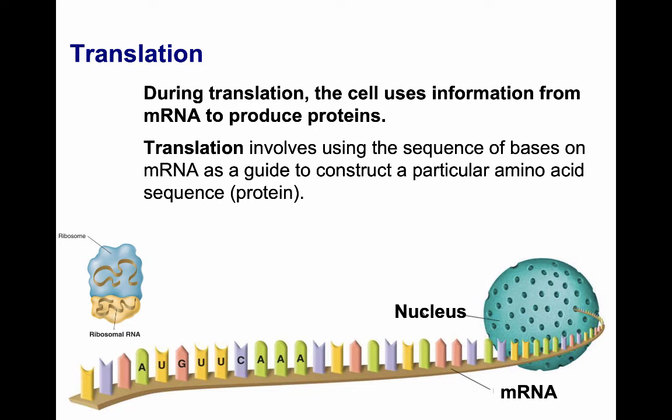And translation, this final step, is where the codons on messenger RNA are translated into a sequence of amino acids. This is where we finally get the ribosomes doing their work. And it could be a ribosome out in the cytoplasm, a ribosome on the rough endoplasmic reticulum. Ribosomes are ribosomes.